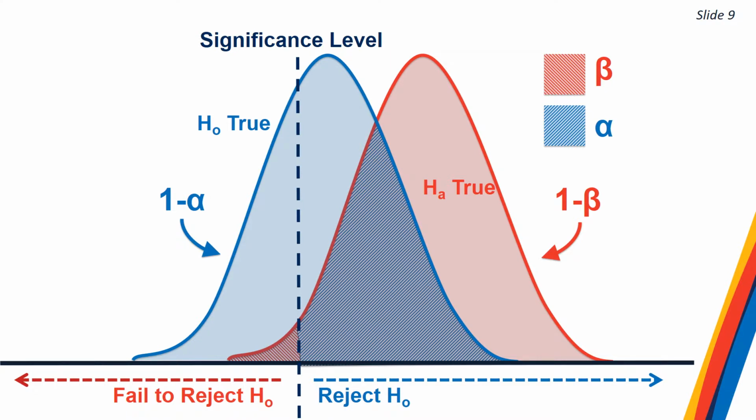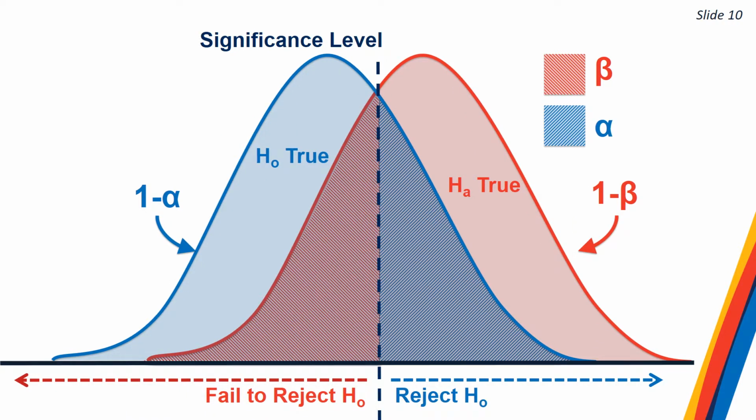Now, as shown on slide 10, there are also factors outside your control that might potentially impact your power. Here we've increased the spread of the potential values in your true and null hypotheses.